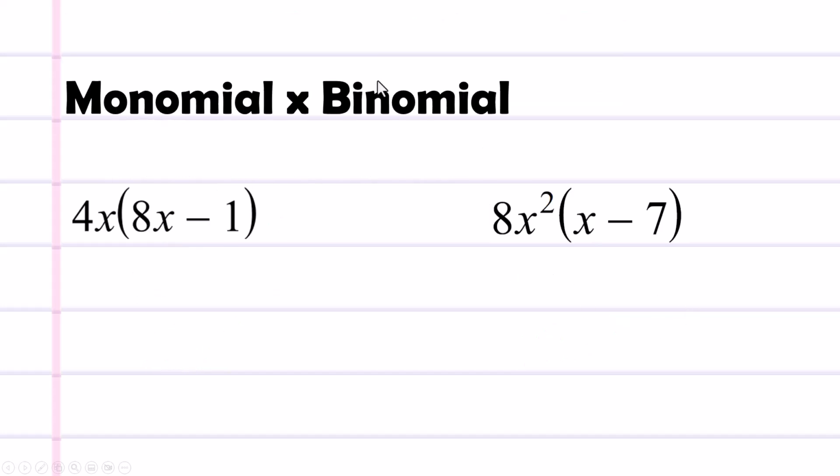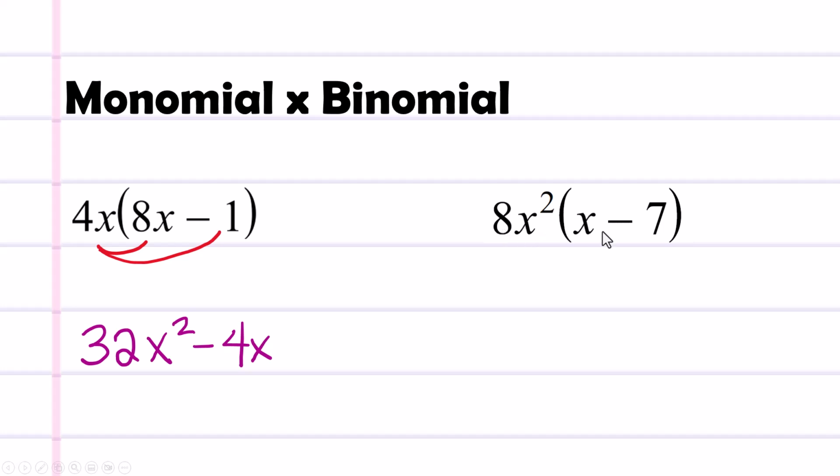What if you do a monomial times a binomial? I have 2 of these, and this is going to look like distributive property because that's what it is. 4x times 8x. Well, 4 times 8 is 32, and x times x is x squared. And then 4x times a negative 1 will be minus 4x. So there's our answer.